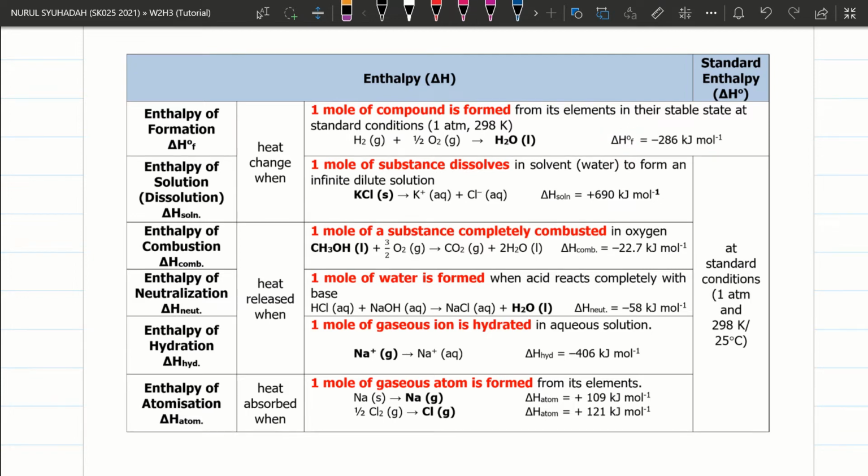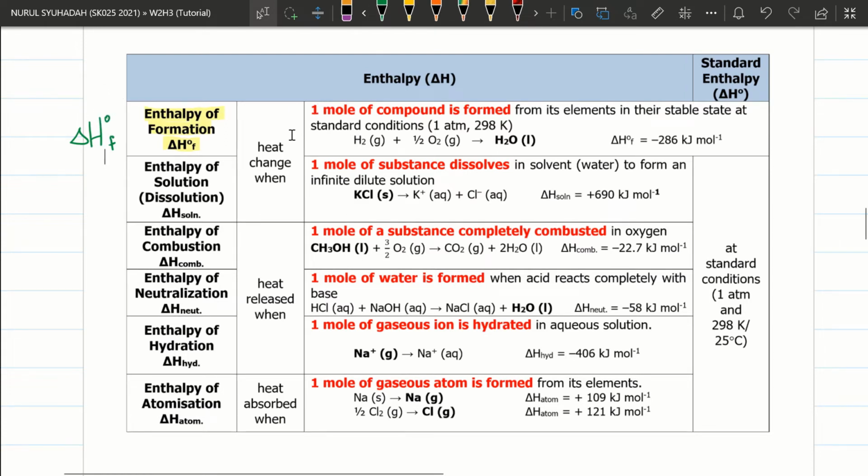The first one here is enthalpy of formation, delta H node f. For formation, it will always be delta H node here, and then small f down here. Make sure you know how to write the symbol correctly. It's delta H node f, like that.